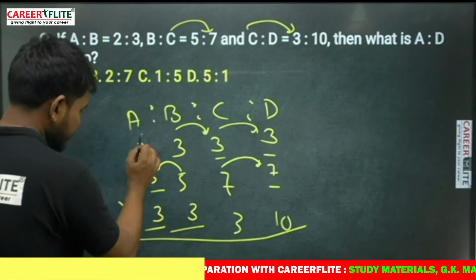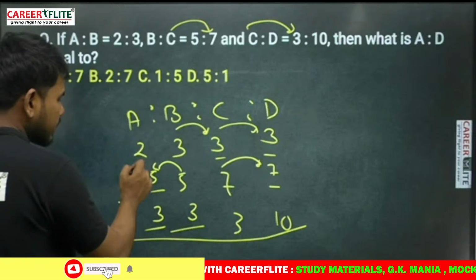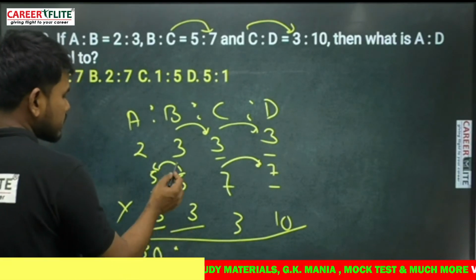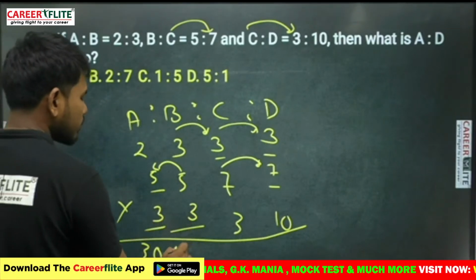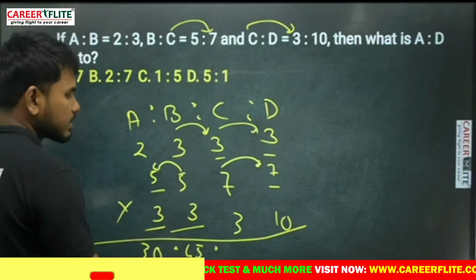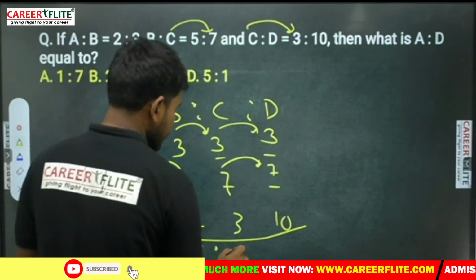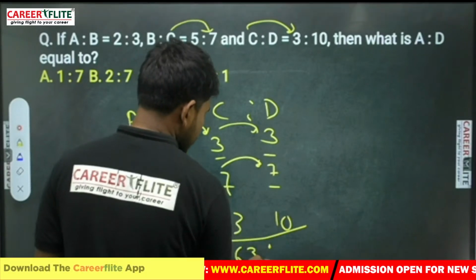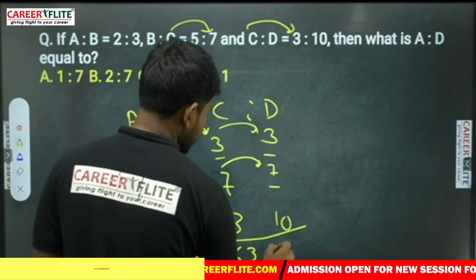Now we'll multiply them. 5 into 10, 10 into 3, 30. 3, 3, 9. 9, 5, 45. 3, 3, 9. 9, 7, 63. 7, 3, 21. 21, 10, 2, 10.